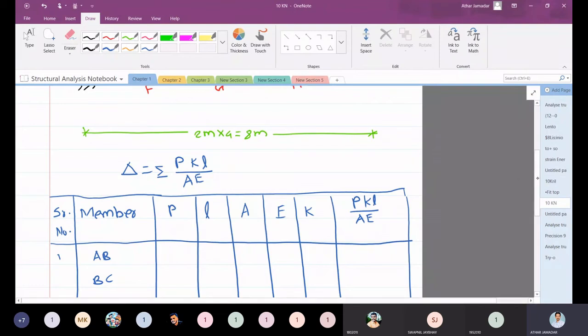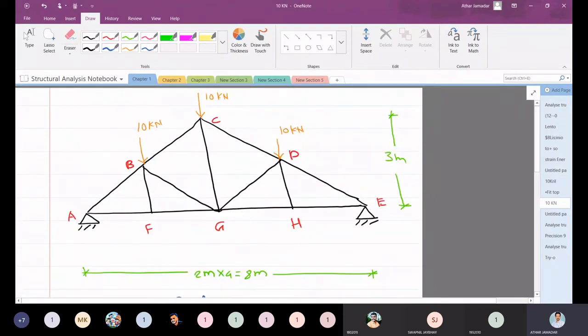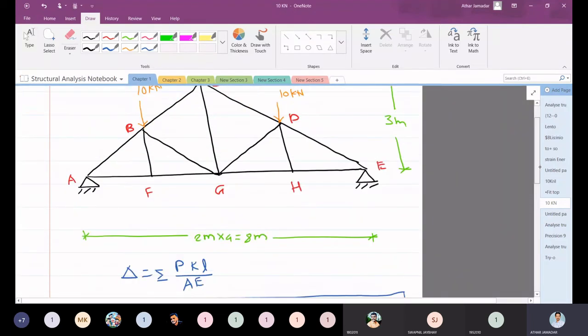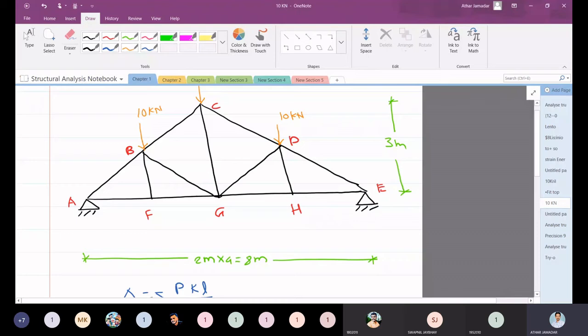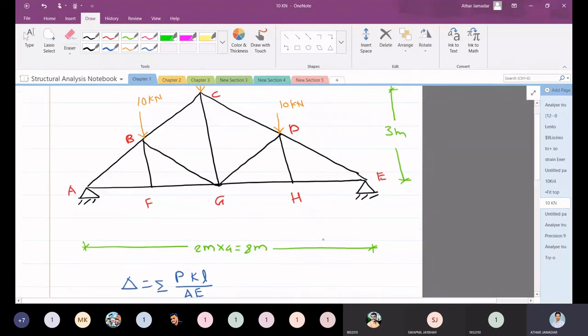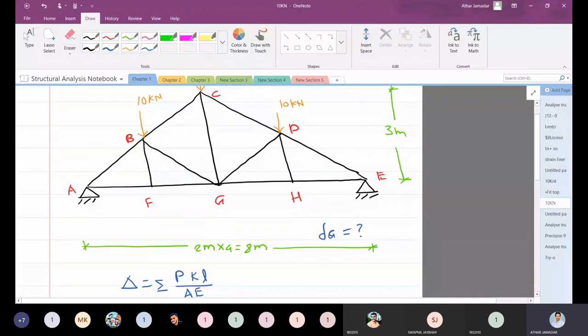Now I will explain what the meaning of K is. K is nothing but the point where deflection is desired. In this case, we have to find the deflection at G. What is the vertical deflection at G? The point where deflection is asked or desired, at that point we have to apply one vertical load. This is point G. At that point we have to apply one vertical load of 1 kilonewton.